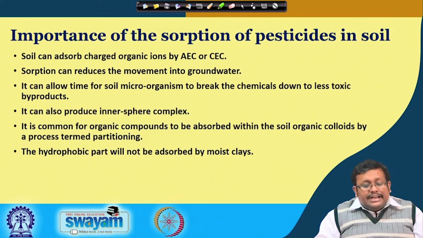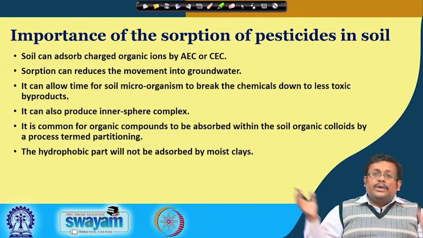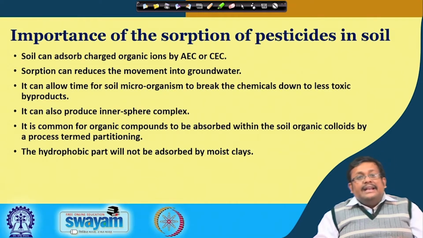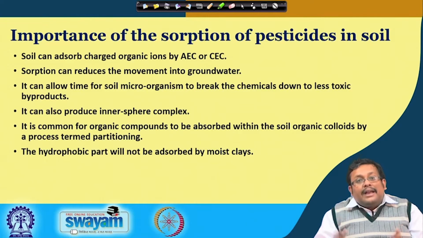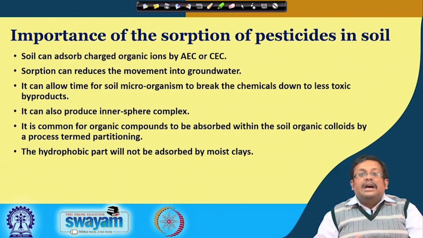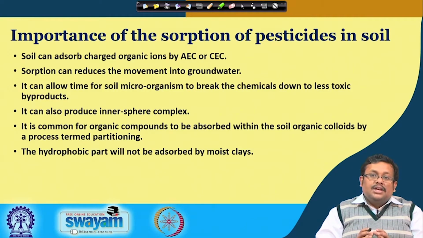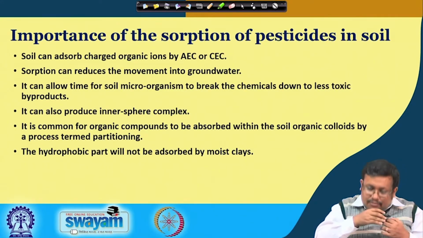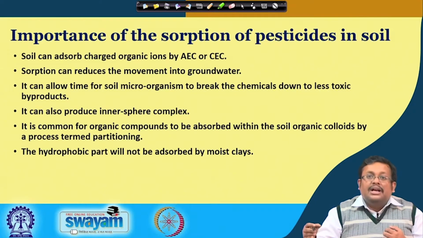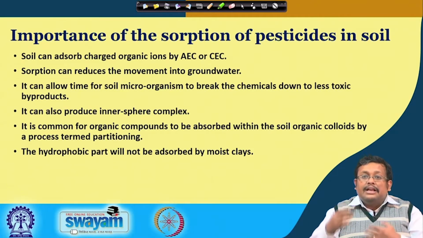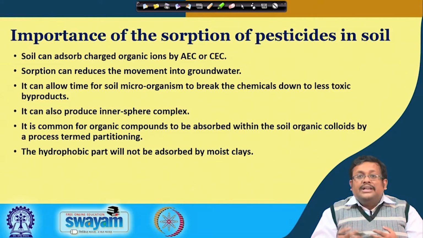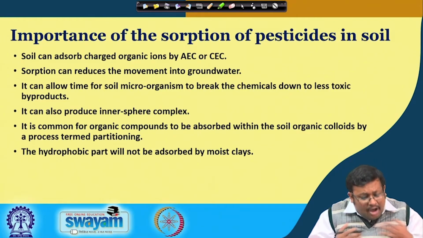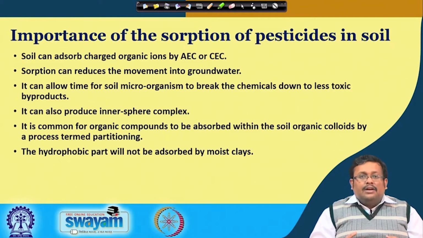And sorption can reduce the movement to the groundwater, because when it is sorbed, obviously it will not leach down to the groundwater, and it can allow time for soil microorganisms to break the chemical down to less toxic byproducts. So, when it is adsorbed by the clay colloids, the chance of further leaching down to the groundwater is reduced, and therefore the microorganisms get more time to degrade it. And it can also produce inner sphere complexes.